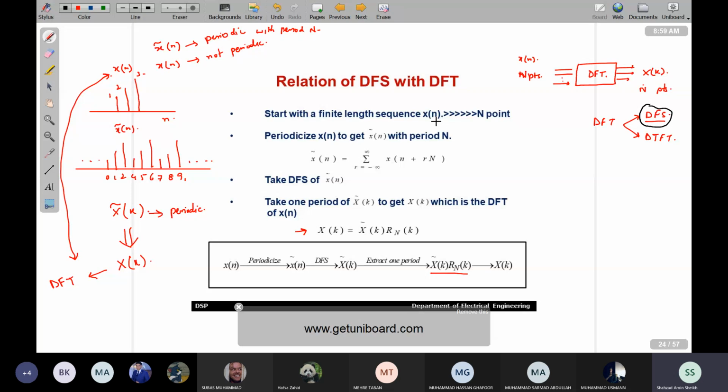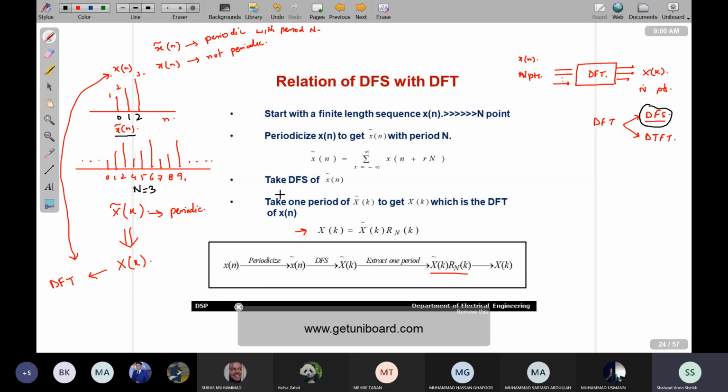If we have a finite length sequence x of n which has n points, of course it's not periodic. So first we will have to make it periodic to bring in the concept of DFS. We will be periodicizing this x of n, and it's not difficult to periodicize something. If you have x of n as 1 2 3 on the indices 0 1 2, then to make it periodic I will be repeating these: 1 2 3 1 2 3 1 2 3. As a result, this signal x tilde of n is periodic with period N equal to 3. Now this has become a periodic sequence, which we call x tilde of n. Now that we have x tilde of n, we can take its DFS.